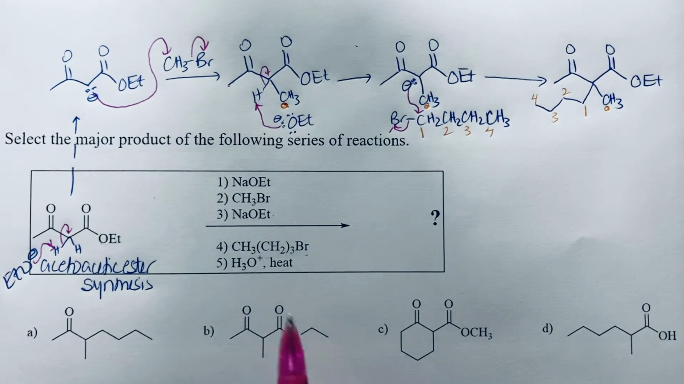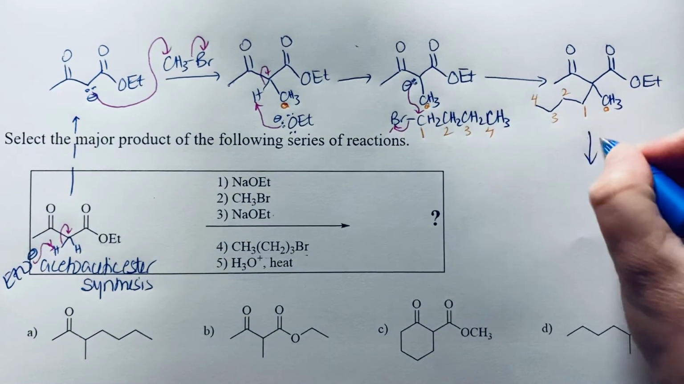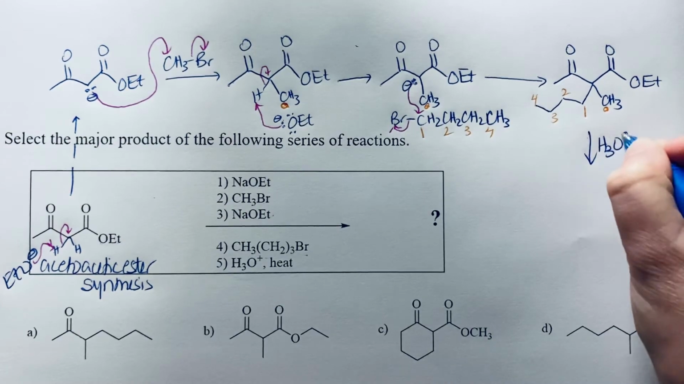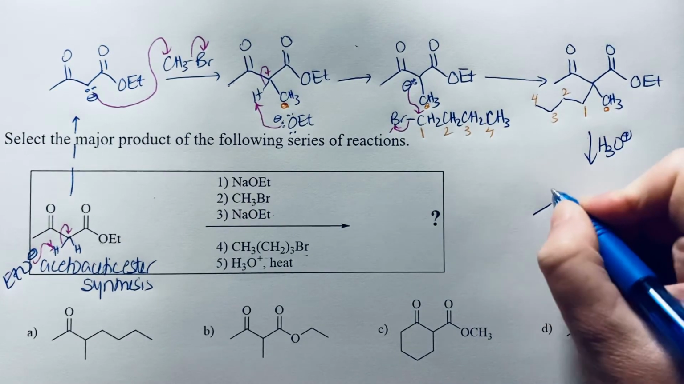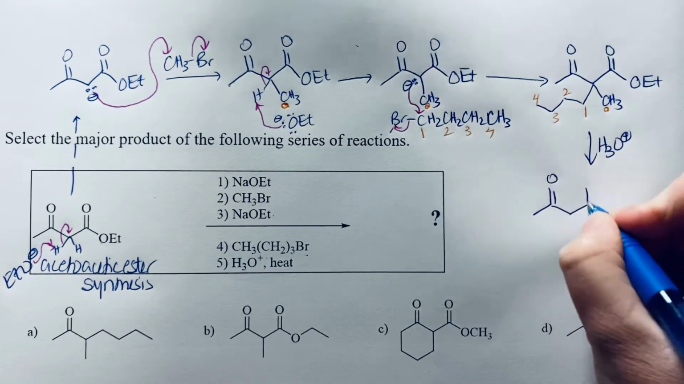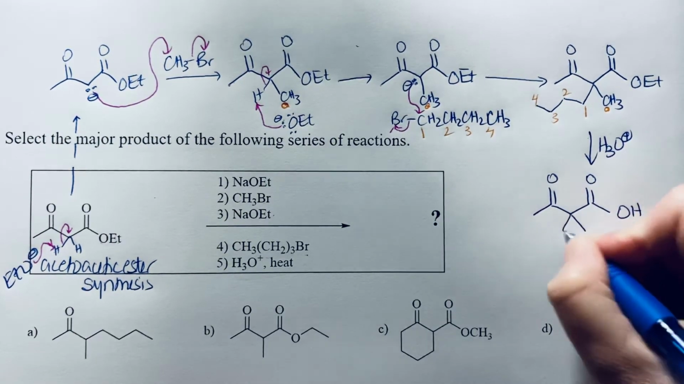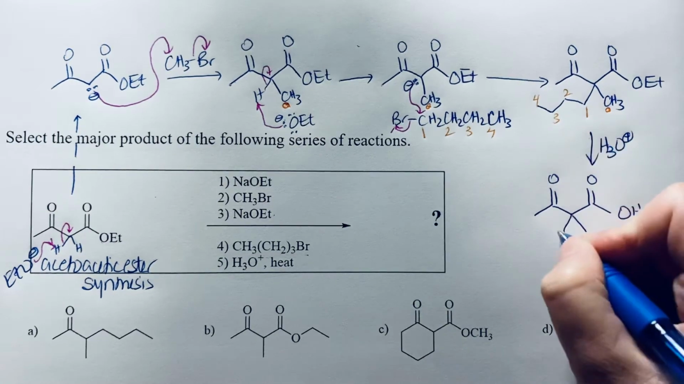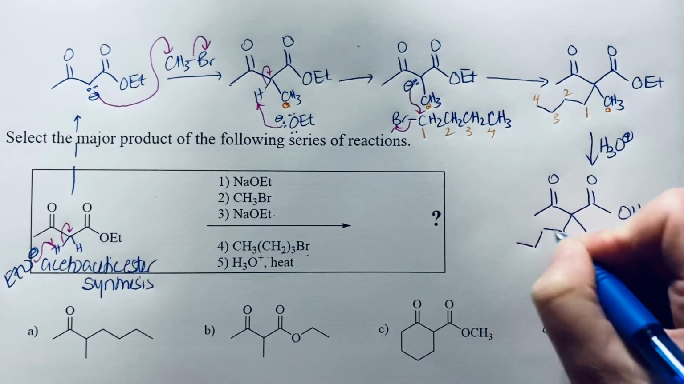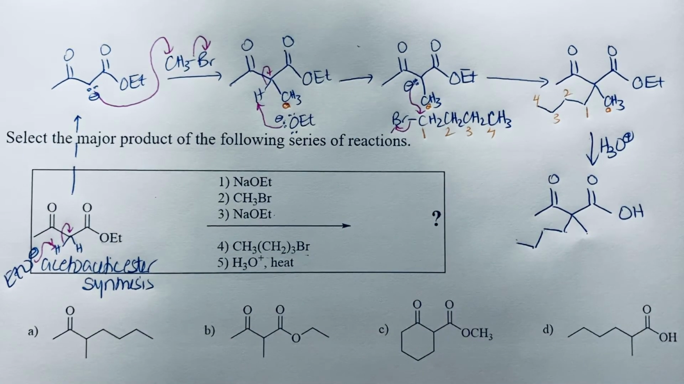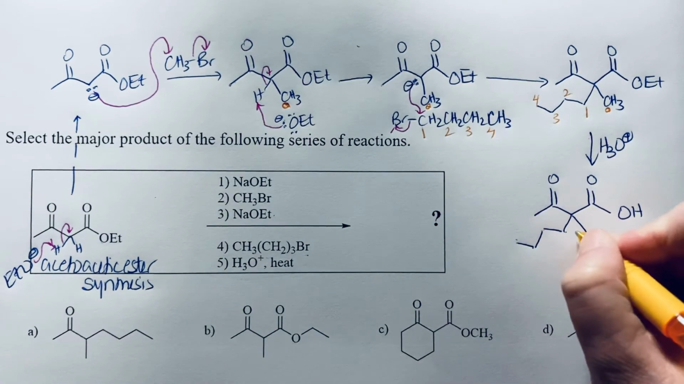And then what we're going to do here in this last step is hydrolysis and decarboxylation. So the first thing we're going to do is hydrolyze this ester to give the carboxylic acid. So we still have the CH3 group, and we still have this 4-carbon chain. 1, 2, 3, 4. Okay, so I'm going to go ahead and indicate these again.